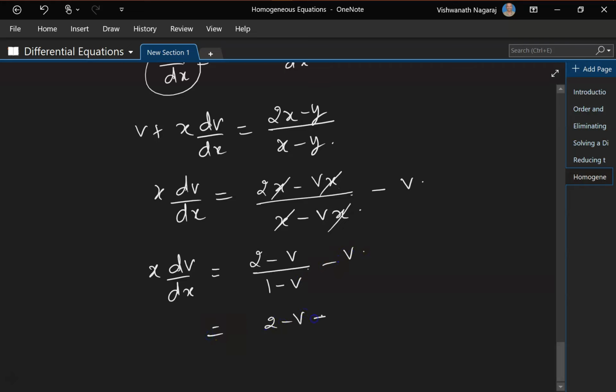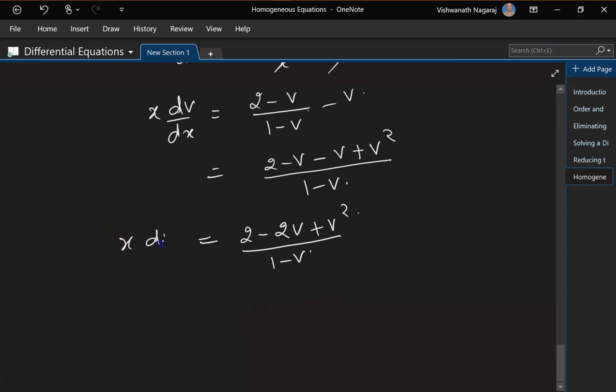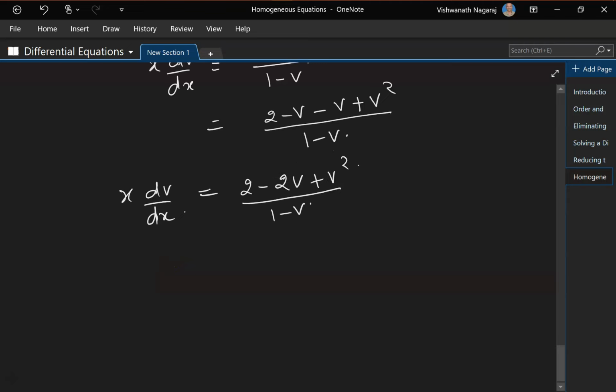2 minus v minus v plus v square by 1 minus v. This becomes 2 minus 2v plus v square by 1 minus v. This is x dv by dx. Now let's move it around so that we separate out the variables.